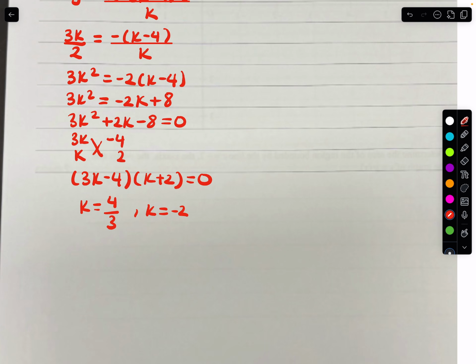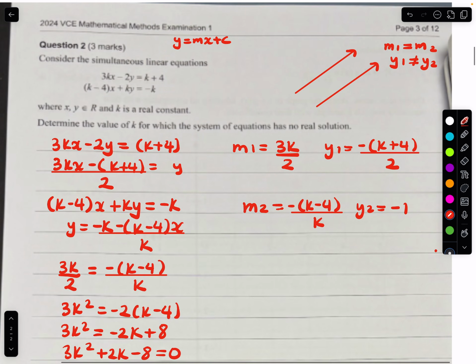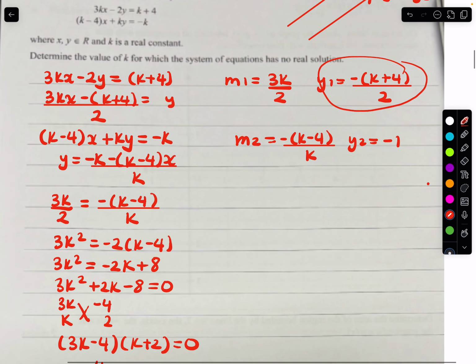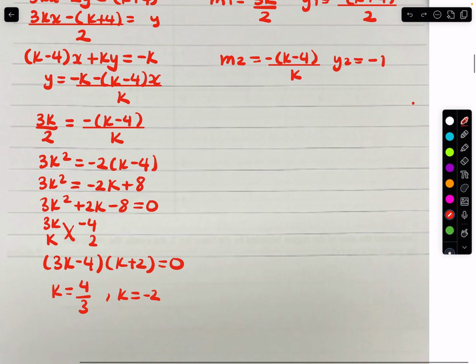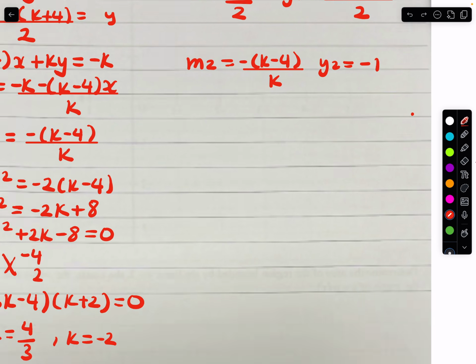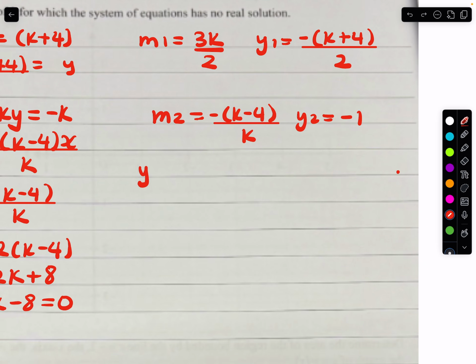But be careful. Do not assume that these are the answers, because remember, the y-intercepts also have to be not equal. So how do we check that? Well, we sub them into here. So let's come here. Let's try the first one, which is negative 2, because that's the easiest to sub in. So let's write y1 here. Can you see this part here? So I'm going to sub it in there.